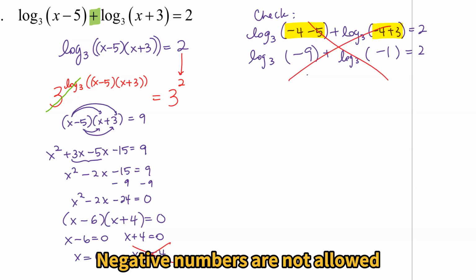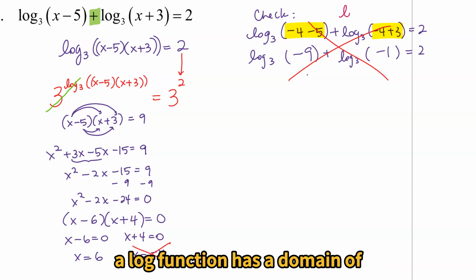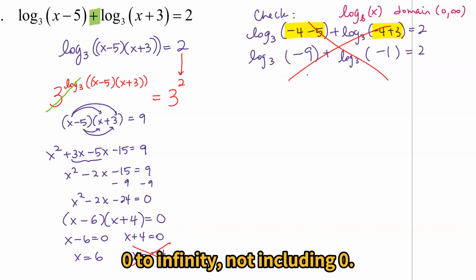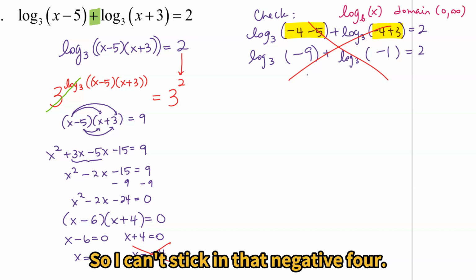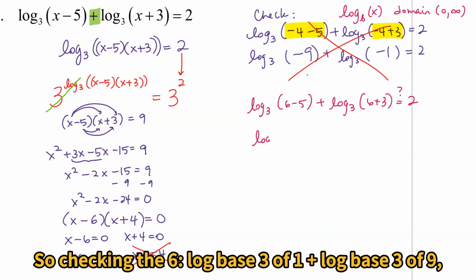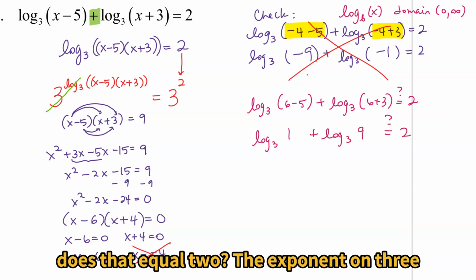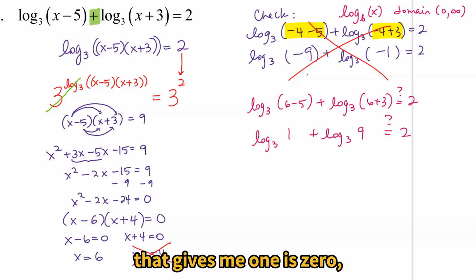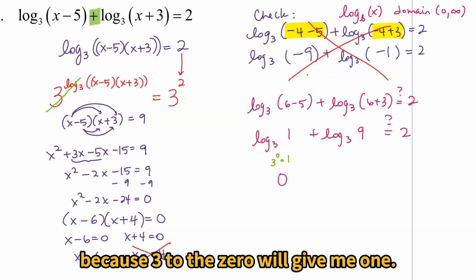Negative numbers are not allowed as arguments for log. Remember, a log function has a domain of 0 to infinity, not including 0. So I can't stick in that negative 4. But I can check the 6. So checking the 6, log base 3 of 1 plus log base 3 of 9, does that equal 2? The exponent on 3 that gives me 1 is 0, because 3 to the 0 will give me 1.